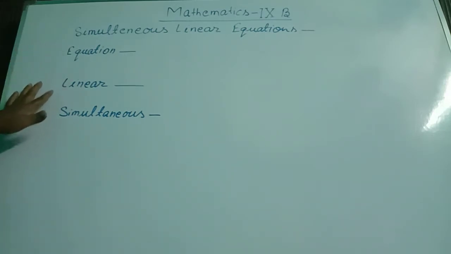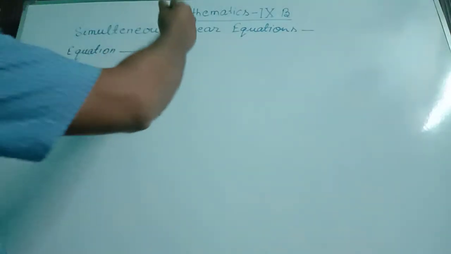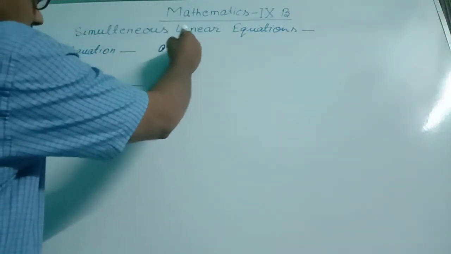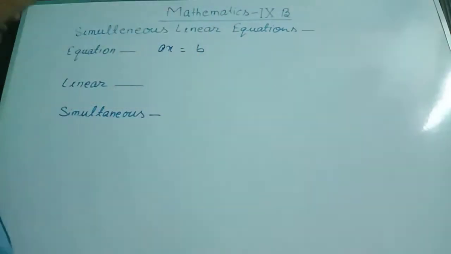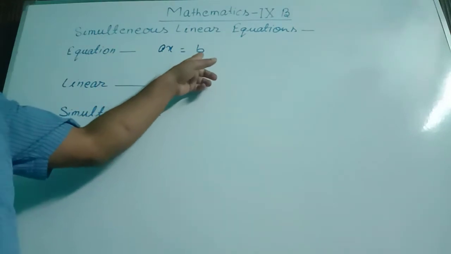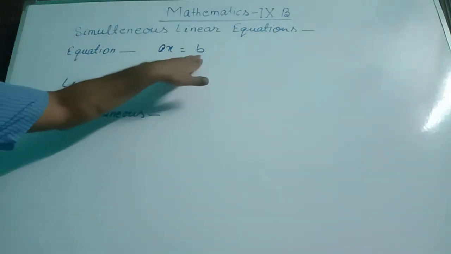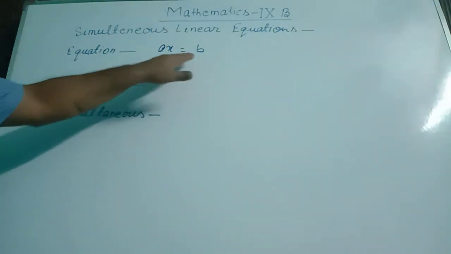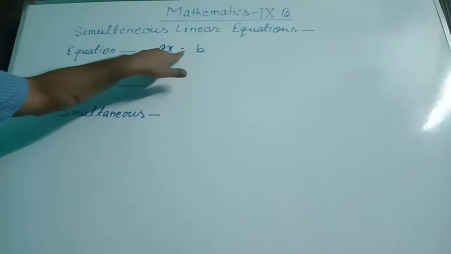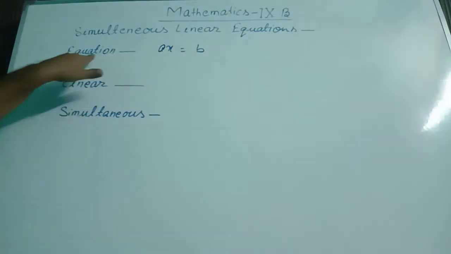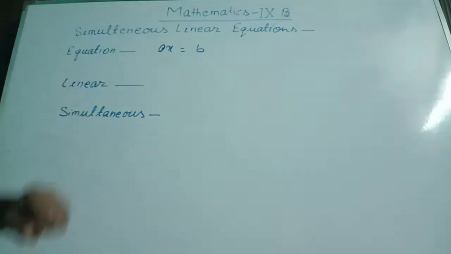Equations, linear and simultaneous. Equation: any algebraic expression that is equal to something. Something means any constant term should come here. That should be free from the variable. Any algebraic expression that is equal to a constant term. While the symbol of equal to is coming, we say this is an equation.